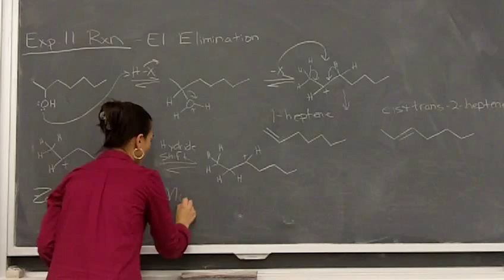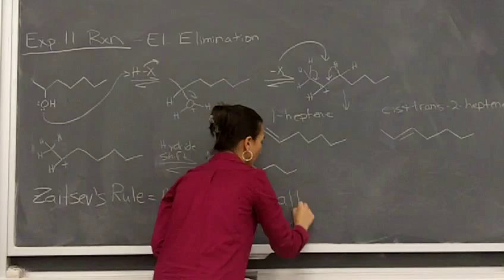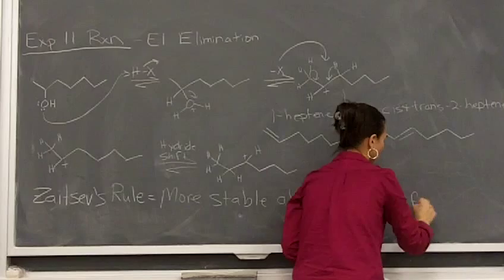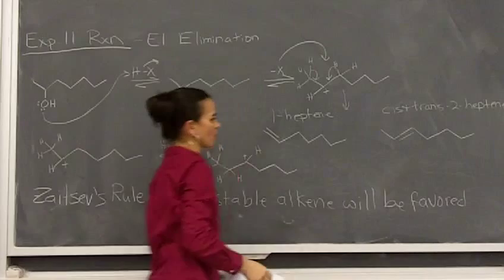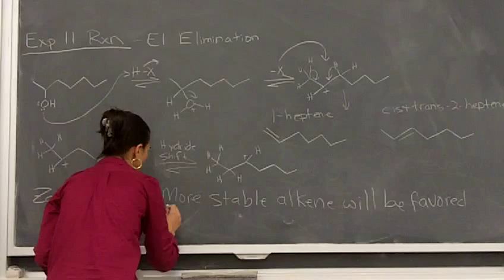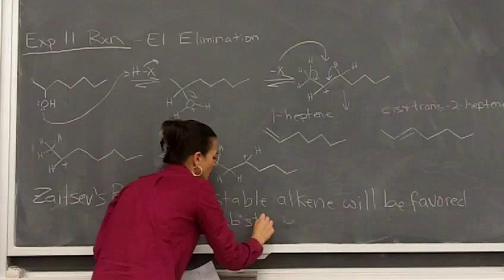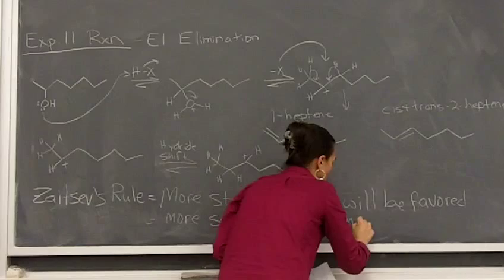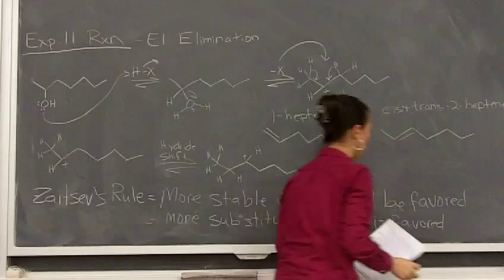More stable alkene will be favored. And when we're looking at more stable in this comparison here, what would we say as being more stable, less stable, and why? Cis and trans. The cis and trans would be more stable. Why? More substituted. The more substituted the alkene, the more stable it's going to be. Okay. So more stable alkene will be formed, which means more substituted is favored. Okay? So just remember, when you're referring to this, we're talking about the final product, what we're looking at.